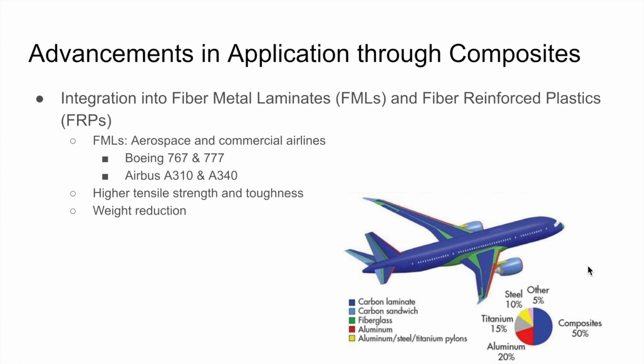Kevlar's advantages in composite materials include providing a higher tensile strength and toughness, and significantly reducing the weight of the applied material, which otherwise would just include purely metal. So adding Kevlar definitely, as discussed before in Kevlar's properties, helps reduce the weight.